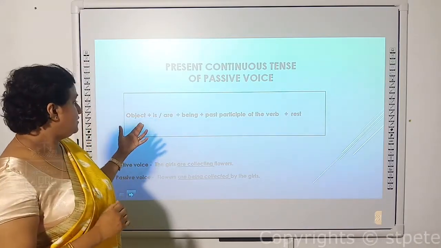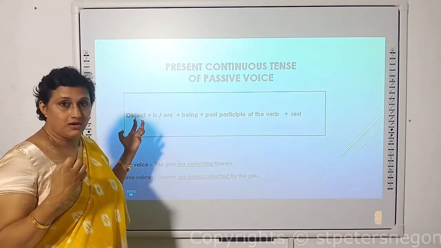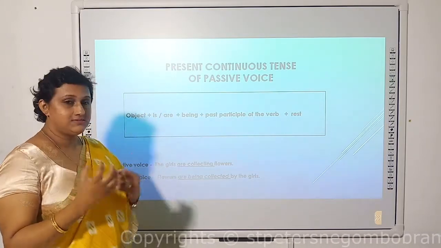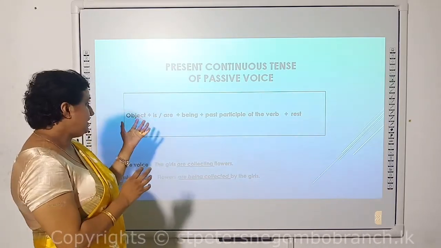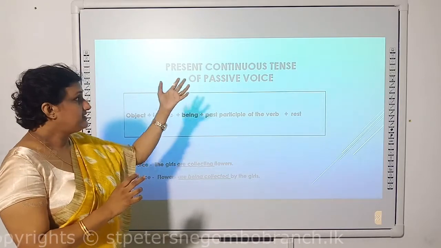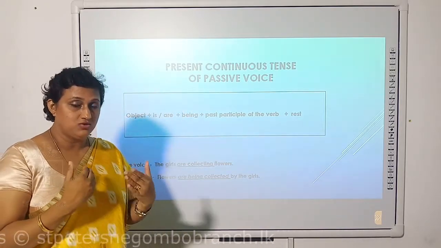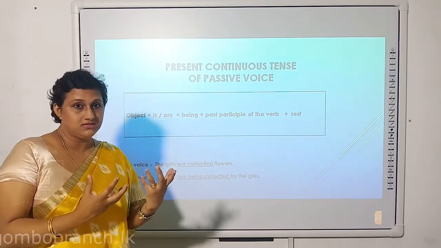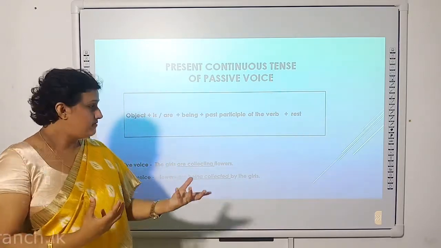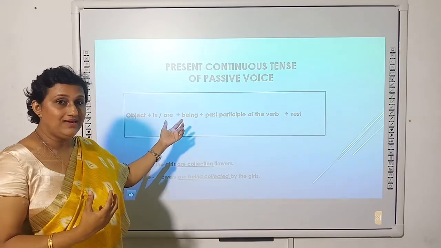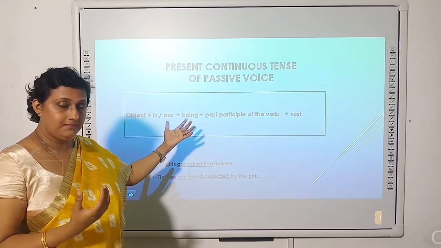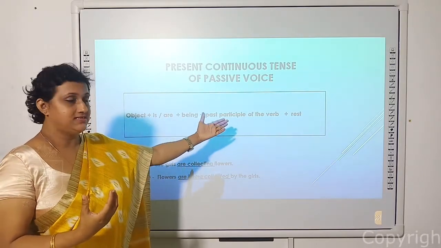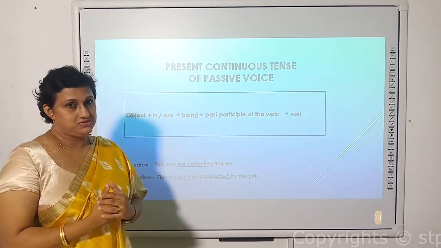Now here I have given you the object has to come to the top, and then since it is present tense you have to use is or are, right? Because it is continuous formation, you know the verb with the ing formation is called the present continuous, an activity that is happening now, right? So you have to use this be-ing word, right? Be-ing, then again past participle of the verb plus the rest of the thing.